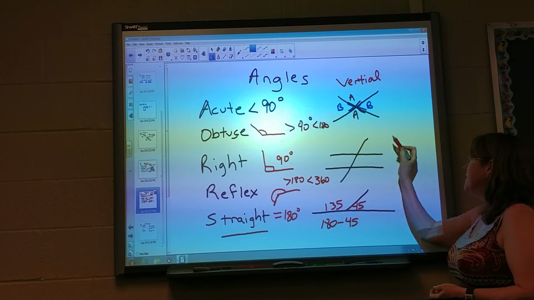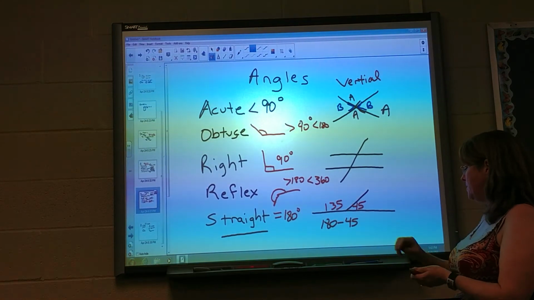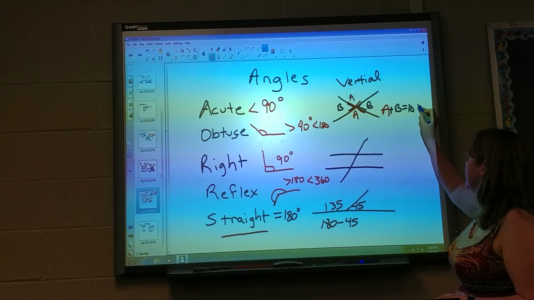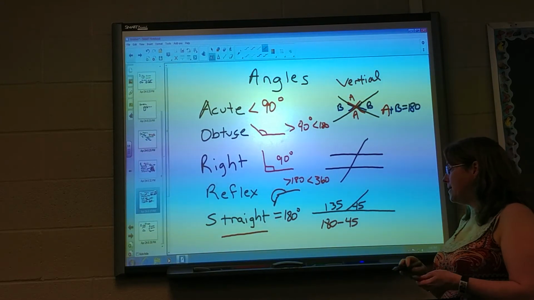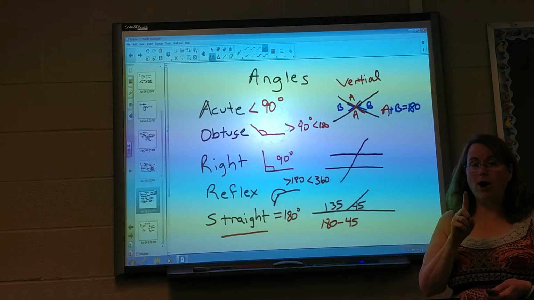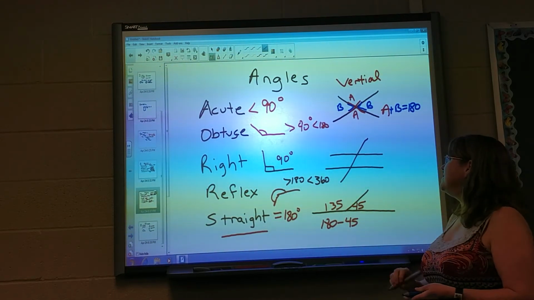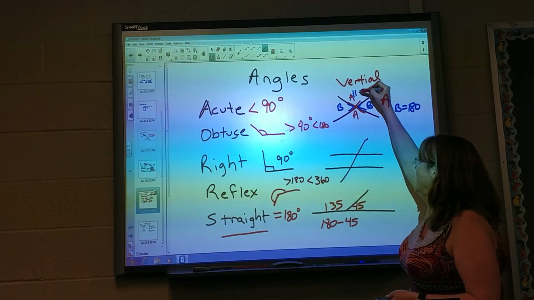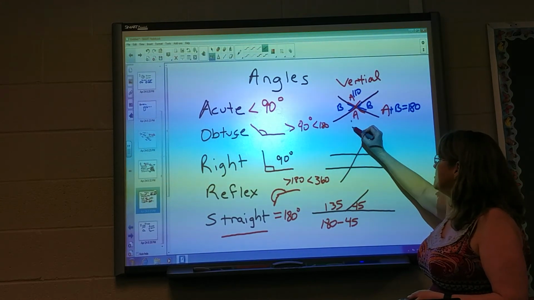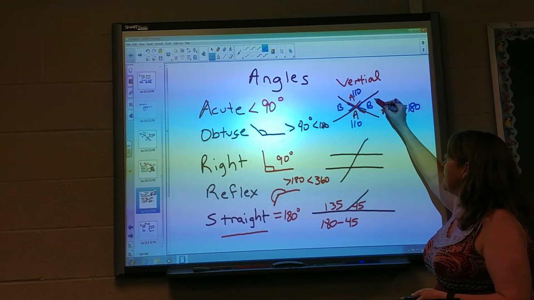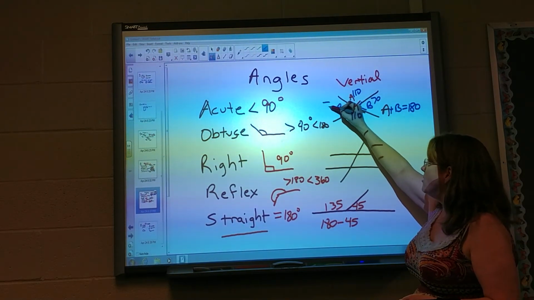And that A plus B is equal to 180. We create a straight line. So if you know one of those angles, you can figure them all out. So if I said this is 110, you could say, well, this is also 110, and I need 70 more to get to 180, so this is 70, and this is also 70.